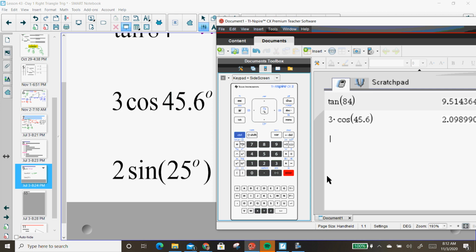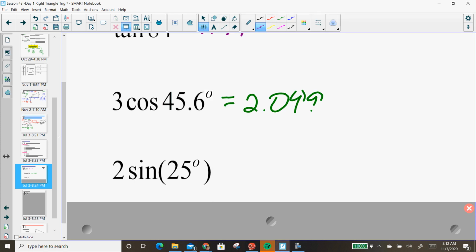All right, go ahead and hit enter for what you've got when you did 2 sine 25 degrees. And looks like we are unanimously in agreement that that is 0.845. So are we good with that? Anybody with questions?